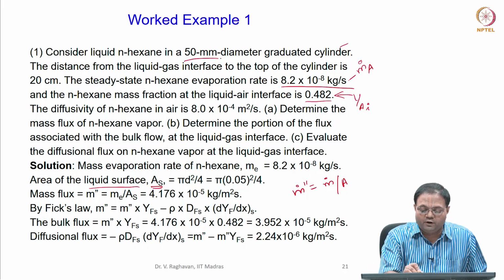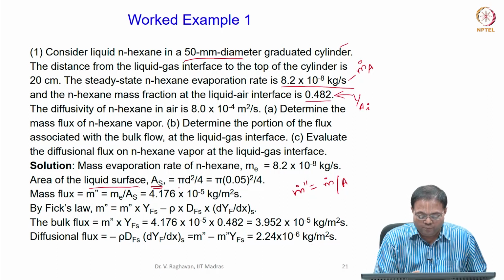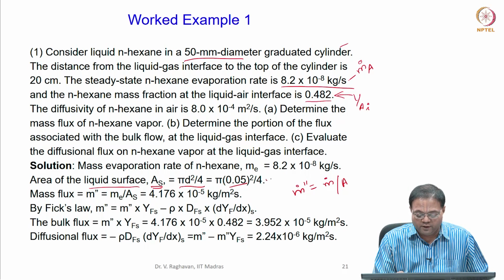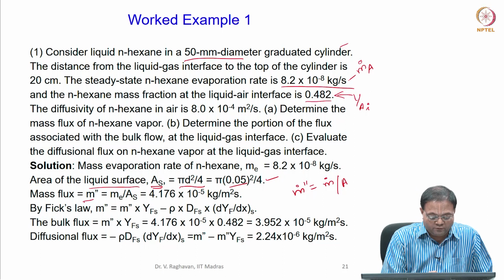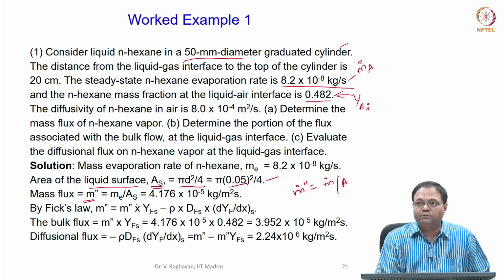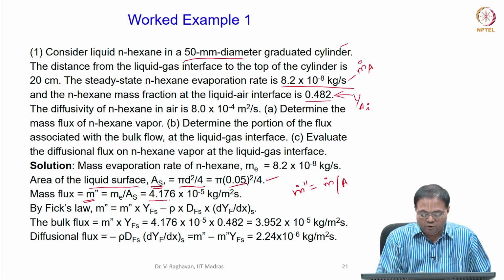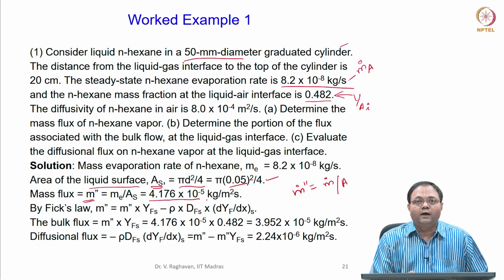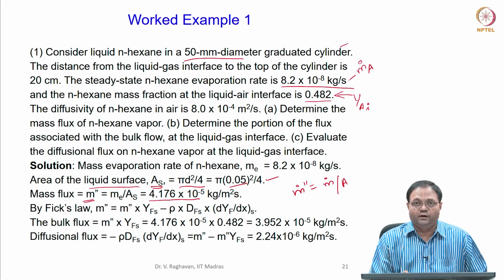So, the diameter of the cylinder is given as 50 mm. So, the area is pi d square by 4, and substituting in meters, 50 mm is 0.05. So, that is the area here. The mass flux is nothing but the mass evaporation rate divided by the area of cross section, which is 4.176 into 10 power minus 5 kg per meter square second. Okay, so that is the flux.